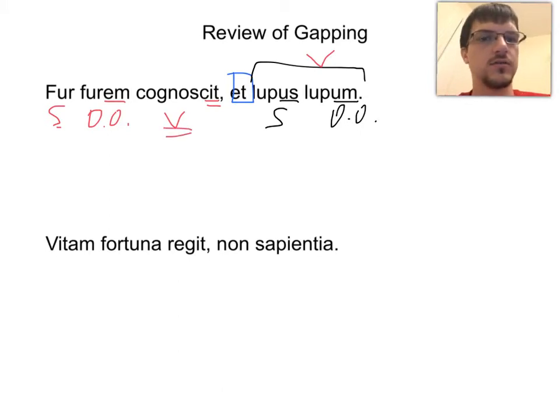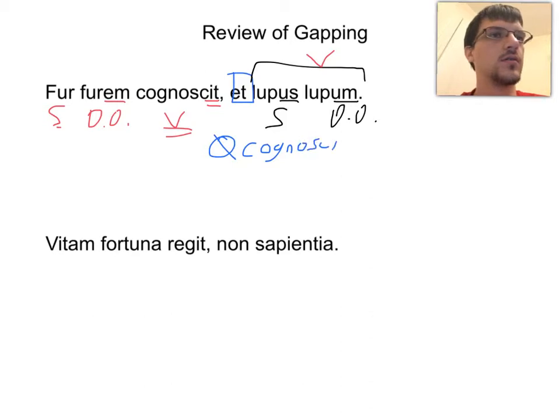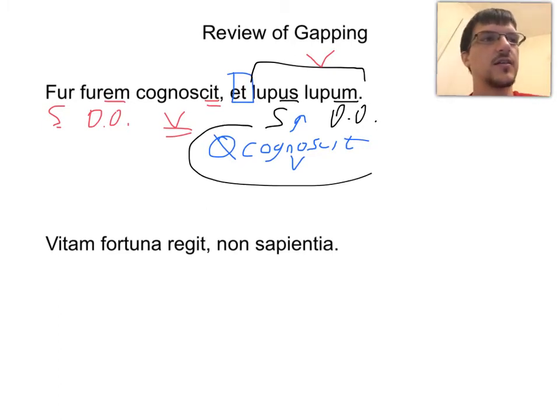So if we're missing a verb on one side, but we have one over here, what we do is we gap cognoscit over here, and that acts as your verb. So now we can say the thief knows a thief, and a wolf knows a wolf. Now, even in English, we might say a thief knows a thief and a wolf a wolf. That makes sense in English too, but we do need to understand that cognoscit still applies here. Okay?